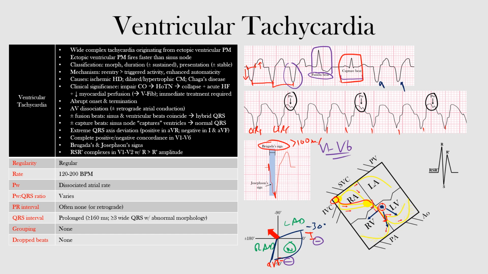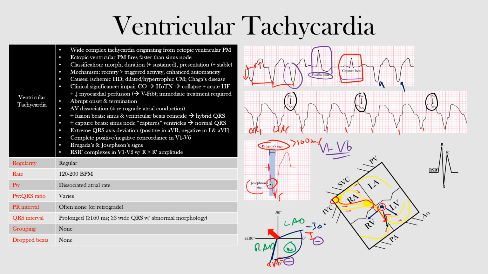Then we have Josephson sign, and this is when we have notching near the bottom of the S wave, okay? So again, here's our Josephson sign, and this is the notching that we see near the bottom of our S wave, okay? So Brugada's and Josephson sign, both helpful clues.